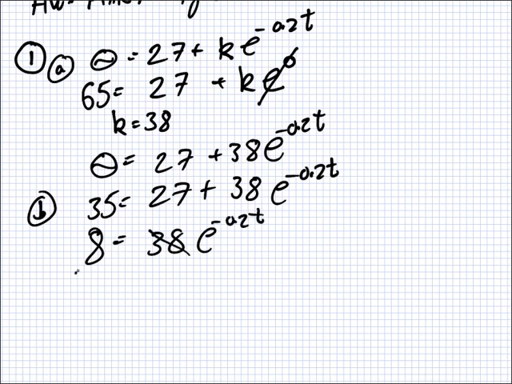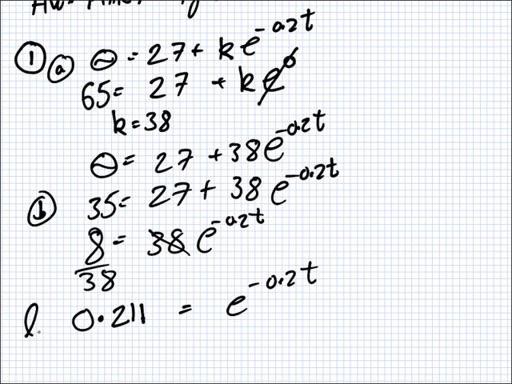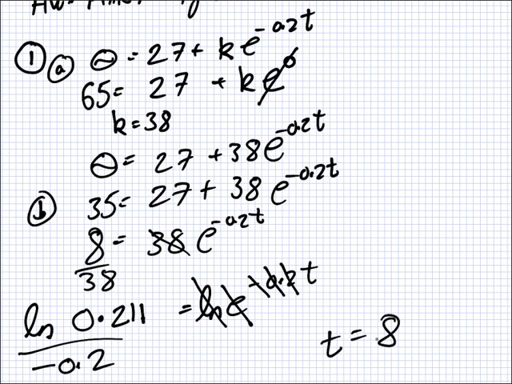Next I'll divide by 38. What's 8 divided by 38, please, Rahman? 0.21. One more, please. 0.211 equals e to the minus 0.2 t. Now, what do I do next? ln both sides. What happens here? They cancel. So you're left with ln 0.211 equals minus 0.2 t. What do I do next? Divide by minus 0.2. And now I've got my t. t equals 8 to the nearest minute.